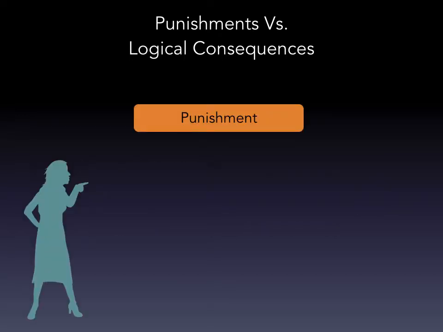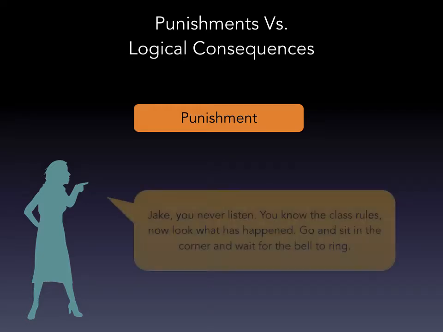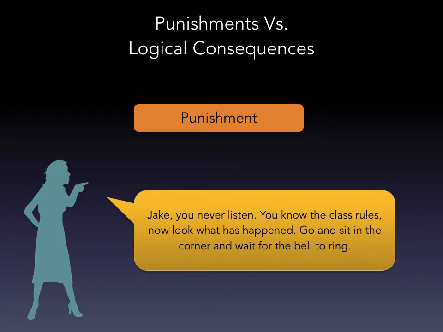A teacher using the obedience model would naturally want to punish Jake. So she's more likely to scold and embarrass the learner. So a typical response could be, "Jake, you never listen. You know the class rules, now look what you've done. Go and sit in the corner and wait for the bell to ring."